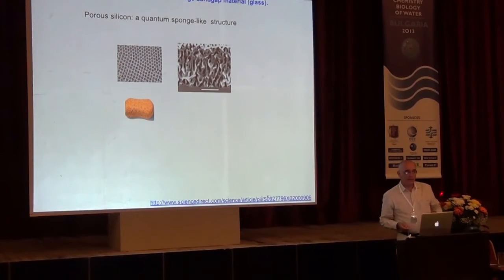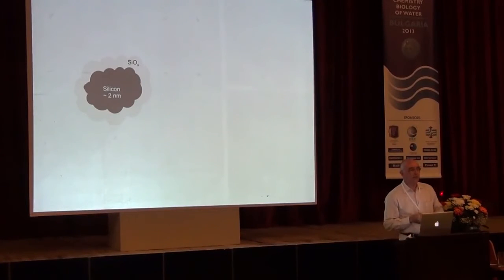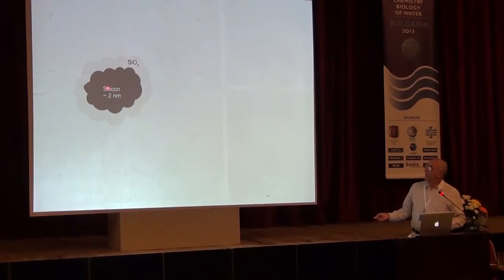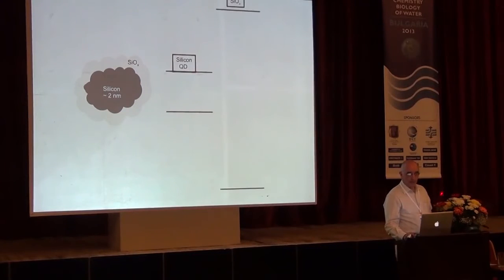Now, something that is called porous silicon. It's like a sponge system, and it is built like this one. Silicon inside, 2 nanometers. Silicon outside is not SiO2. It's a very bad quality silicon oxide.